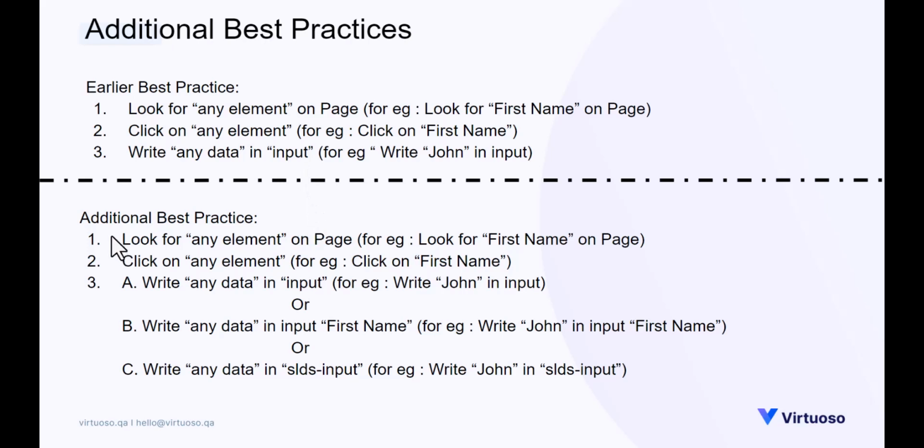So for the additional best practices, the sequence remains the same. Look, click, and write. But we have come up with additional two methods which could be used to interact with the input fields. So the priority one would be to go with write any data in the input, and in case this faces any challenges, the priority two would be to write any data in the input first name with specifying the input type and the label. And at last, we can also use write any data in the SLDS input.